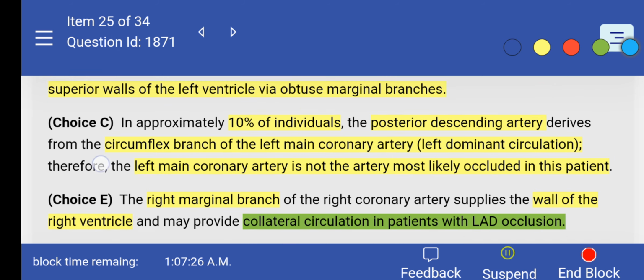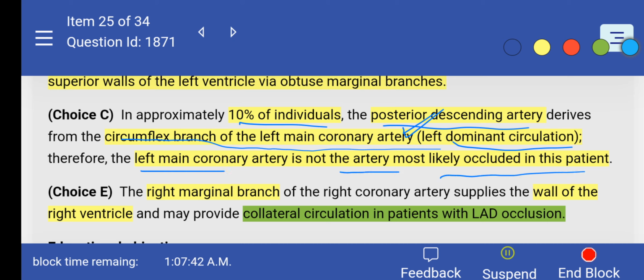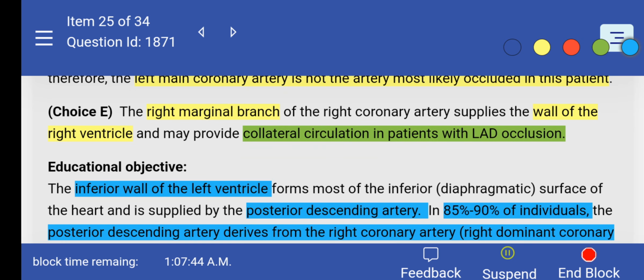Why not option C? Because in 10% of individuals, the PDA arises from the circumflex branch of the left main coronary artery, which is called left dominant circulation. The left main coronary artery is not the artery most likely occluded in this patient. Why not option E? Because the right marginal branch supplies the wall of the right ventricle, and it can also provide collateral circulation in patients with LAD disease.